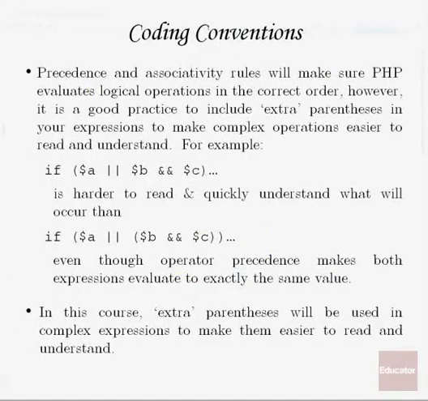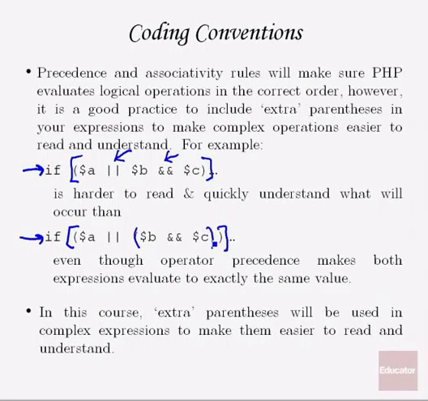So I just want to quickly talk about coding conventions as it relates to these different operators, particularly the logical operators. Basically, PHP is always going to abide by the rules of precedence and associativity as it evaluates different expressions. So for example, this if test condition here and this if test condition right here, they actually evaluate to the exact same Boolean value. It's a combination of two logical operators, a logical and and a logical or operator. However, this one has parentheses around the and operation.